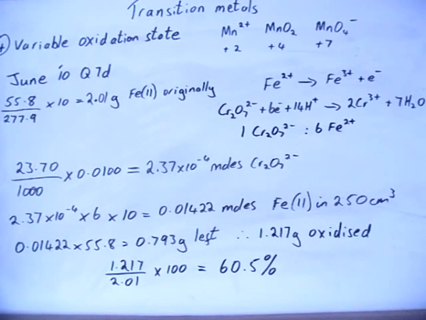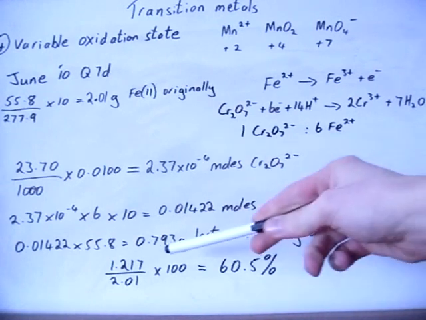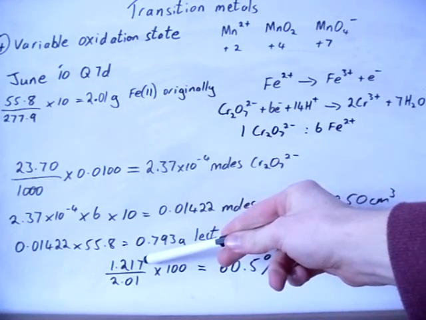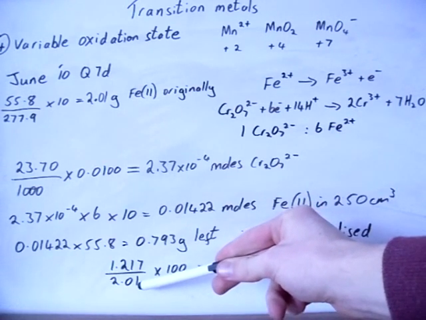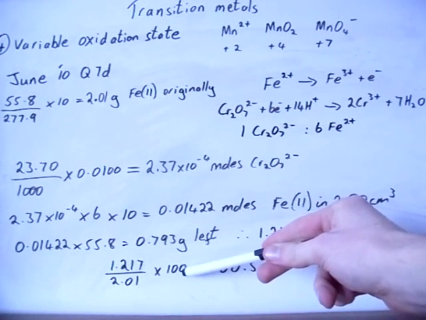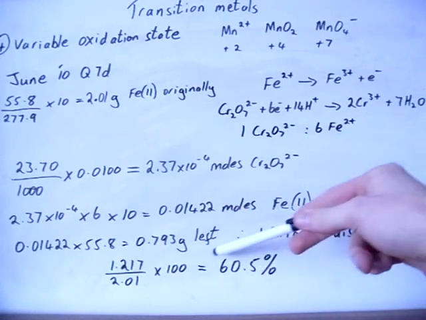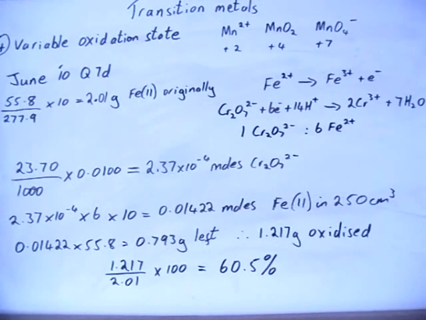So now I just look at doing a percentage calculation. So the percentage is the mass oxidised divided by the mass originally, times by 100 to convert to a percentage, and that tells me the percentage of the iron 2 plus which was oxidised to the 3 plus.